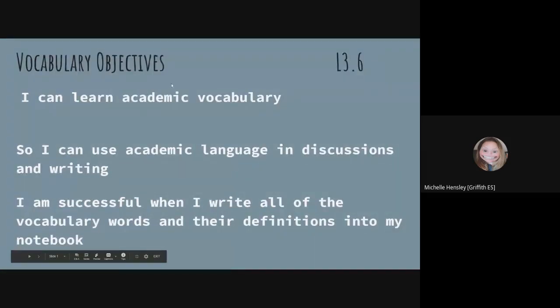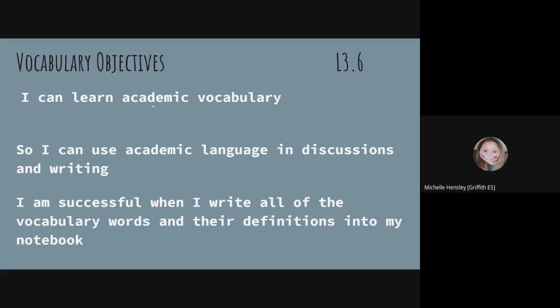Today's vocabulary is academic vocabulary. Yesterday was the first day of the new unit, and we learned some scientific vocabulary. Today, on the second day, we're going to learn some academic vocabulary. As with yesterday, I'm going to say the objectives. It'll be my turn, I'll say it out loud, then it'll be your turn, and you are going to repeat it. Okay? So let's start. My turn.